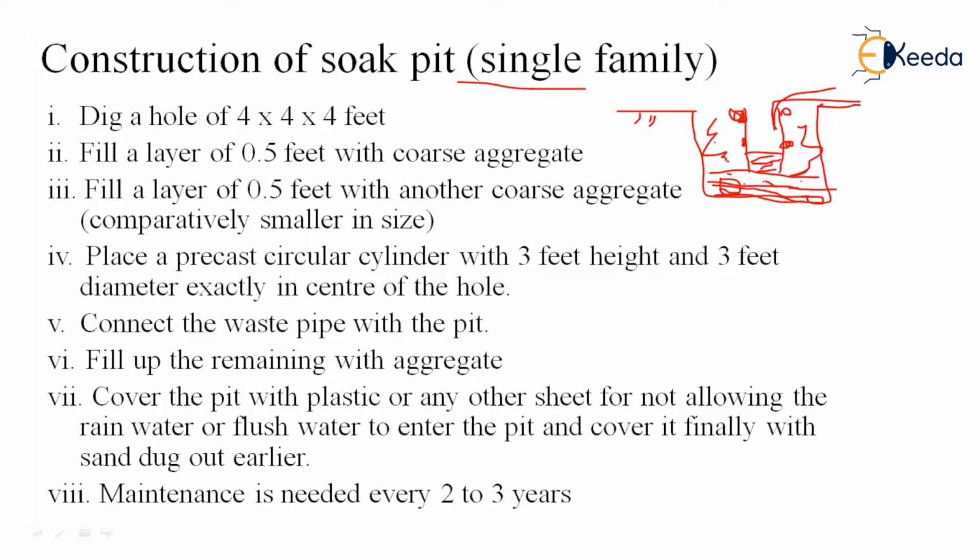To stabilize it, a small amount of aggregates are placed, and the other remaining layer is also filled up. Then fill up the remaining place with the aggregate, and cover the pit with plastic or any other sheet to not allow the rainwater or the flush water to enter the pit.